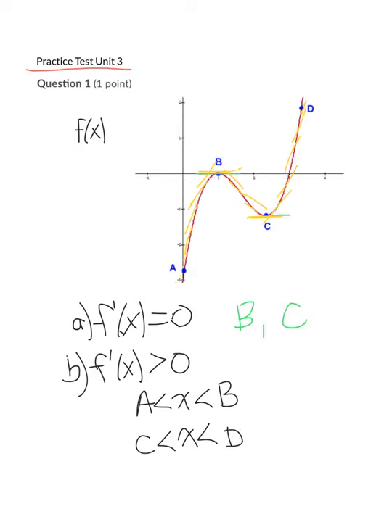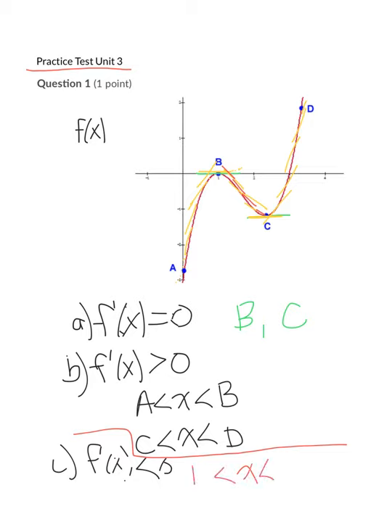Now for part C, it asks when the derivative is less than 0. I'm just going to change colors so that it's a little bit easier to see because it's getting pretty messy here. And I already talked about how that happens in this section of the graph. So when x is between B and C.